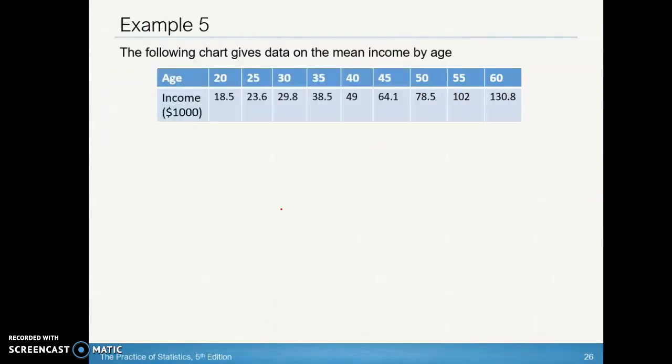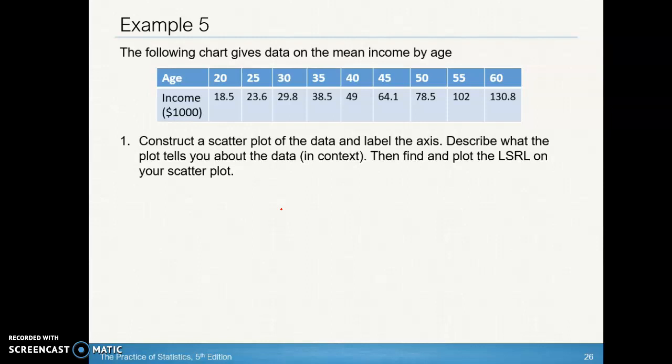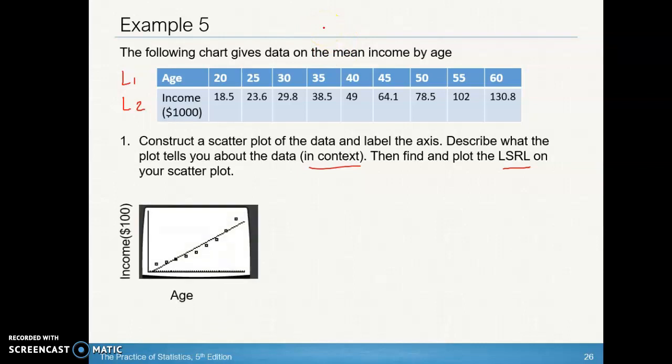Okay, all right, so let's take a look at this example. The following chart gives data on the mean income by age. So I would like you to try this one. Number one, construct the scatter plot, making this list 1 and this list 2. Describe what the plot tells you about the data. Is it curved? Is it linear? Is it nonlinear? Okay, and then you need to find and plot the least squares regression line on your scatter plot. Now, please keep in mind, this has to be the transformation. So you are going to have to find which list gives you the best transformation. Okay, so go ahead and take a minute and try that. And then once you've done that, you can pause this video and then you can come back and check your answer.